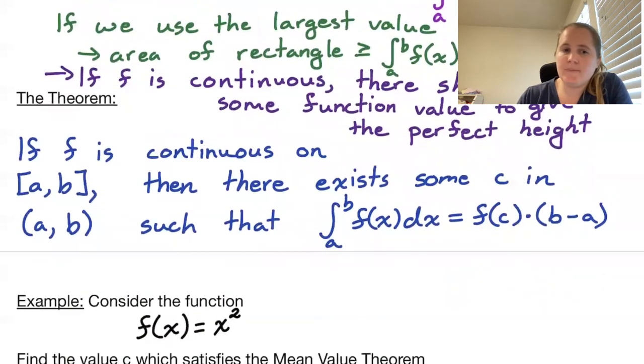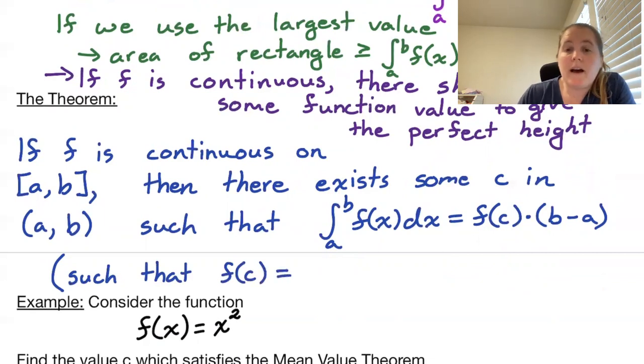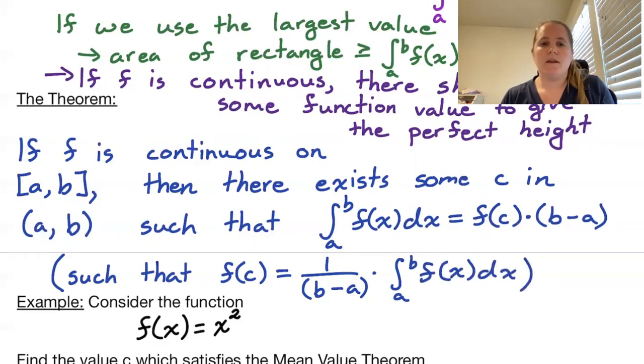Or equivalently, such that f of c is equal to the average value of f of x over ab. So f of c equals 1 over b minus a times the definite integral from a to b of f of x dx. So that's an equivalent statement to the one just above.